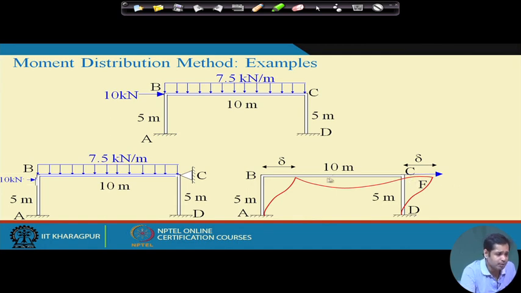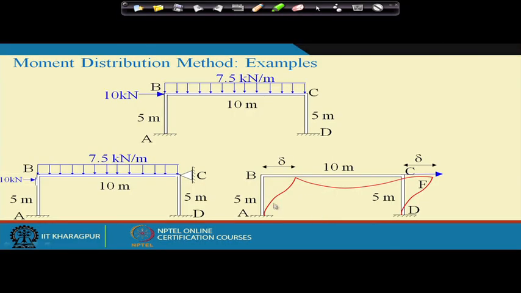direction. Suppose the sway takes place at B and C, and the amount of the sway is delta. We don't know the value of delta. Okay. Now it is an iteration method, and in the slope deflection method what we did is we directly used the equilibrium equation, where we actually compared all the forces in horizontal directions. Okay. Again, moment distribution is an iterative method.